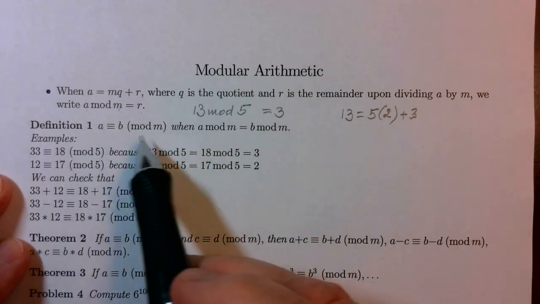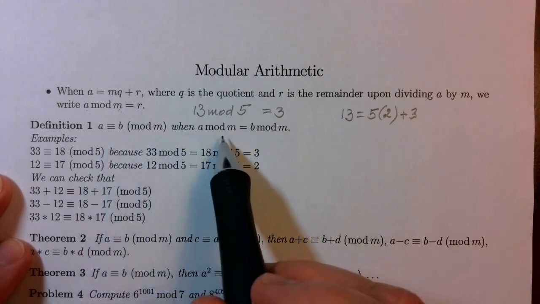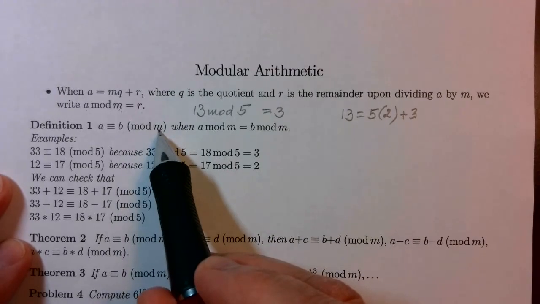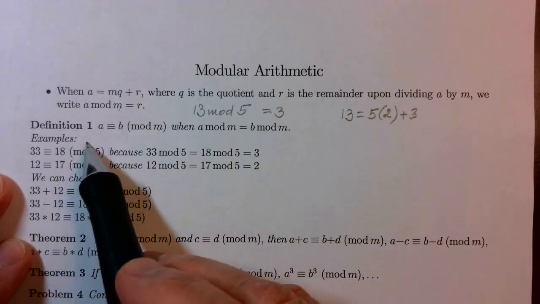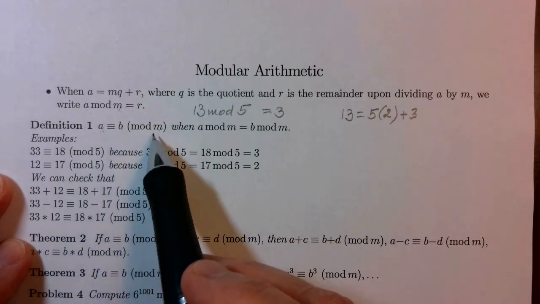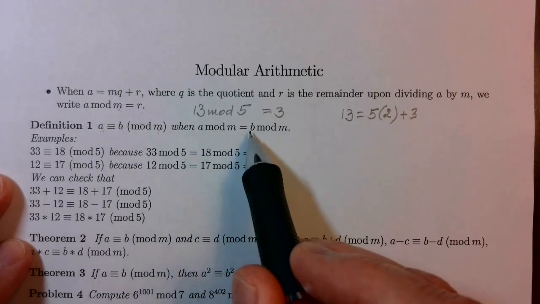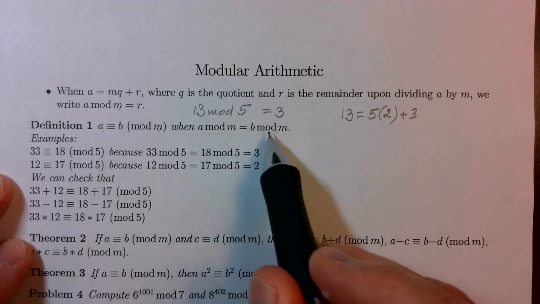Now we'll define the relation in the set of all integers. Given a positive integer m and integers a and b, we say that a is congruent to b mod m if a and b have the same remainder when divided by m.